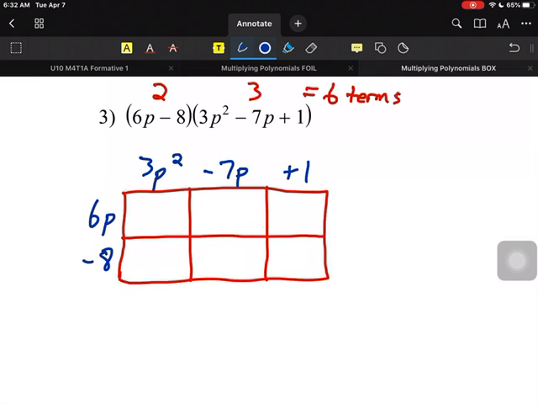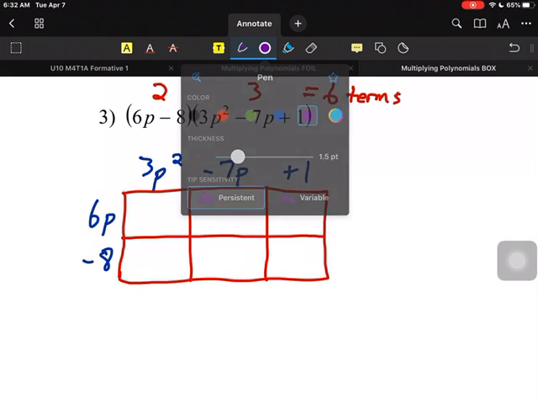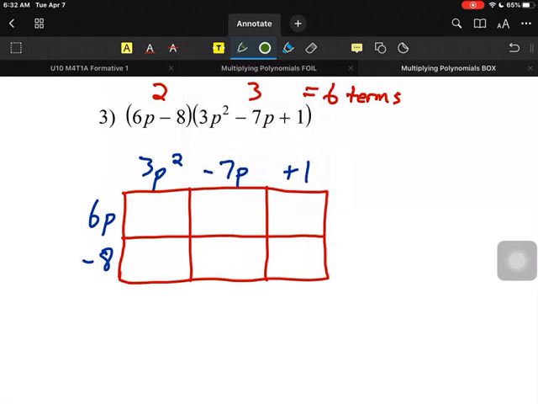Okay? And so with the box method, you are just matching up the boxes and multiplying, okay? So in this box, I'm going to multiply the 6p with 3p squared because those are the 2 terms that meet up at that box. So multiply your numbers first. 6 times 3 is 18. And then p times p squared, well, how many p's are there now? There's 3 of them. So it's p to the 3rd, okay?